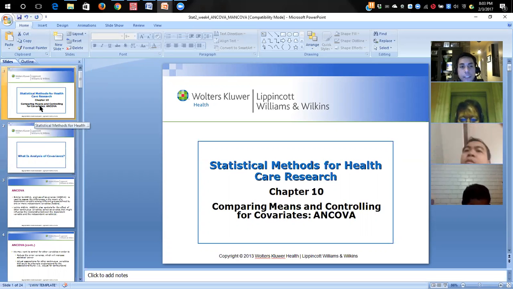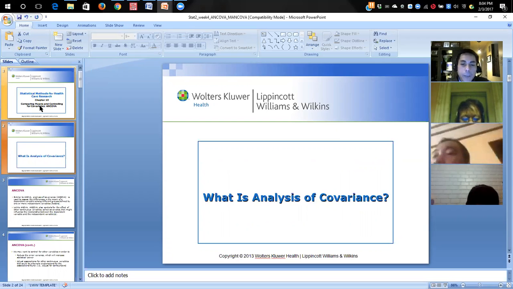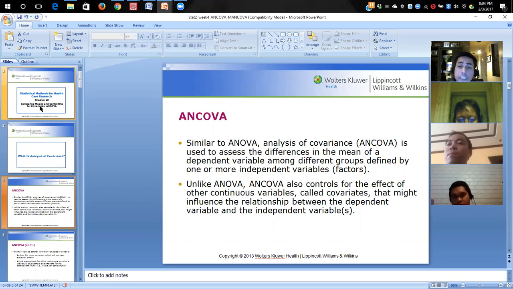So let's start. Again, what is ANCOVA? The AN means analysis, and then it gets the name COVA because of covariance. So ANOVA is analysis of variance, but now we're calling it ANCOVA because it's analysis of covariance. This is very similar to ANOVA. It builds from ANOVA, and it assesses the differences in the mean.